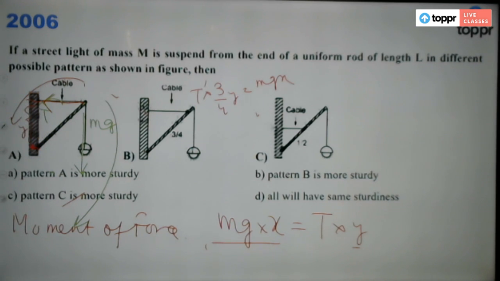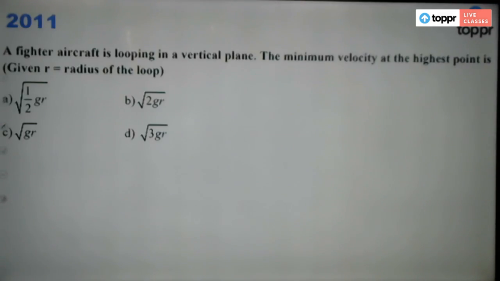Got it? Okay, I'll do one more problem. I think we have to end our class. Now there is another topic, which is circular motion, and that is also on a vertical plane. A fighter aircraft is looping in a vertical plane. The minimum velocity at the highest point is, given r equal to the radius of the loop.